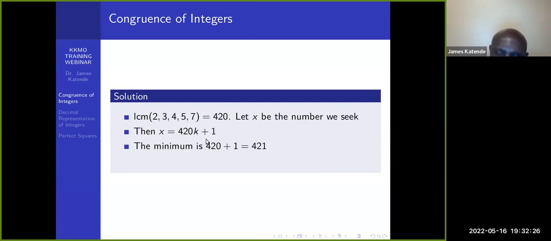So if you want to find the smallest number, you just keep varying the values of k. So the smallest possible value of k you can consider is 1, and that will give you 420 plus 1. So 421 gives you the smallest possible number that leaves remainder 1 when divided by any of these 5 numbers. So we can now change the value of k to 2, because all the numbers we are looking for will take this form. So by just changing the value of k, we get values that satisfy the desired property.